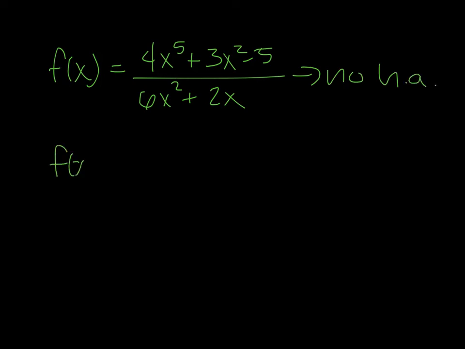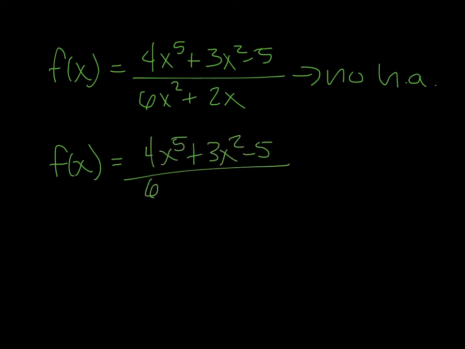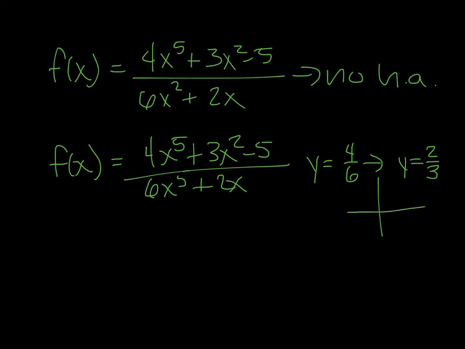Okay, so what if they're the same? Let's say it was 4x to the 5th plus 3x squared minus 5 over 6x to the 5th plus 2x. Now these degrees are exactly the same, so I'm going to take those numbers in front and say y equals 4 over 6, which reduces to y equals 2/3, and that's my horizontal asymptote. So on the graph I'd find 1 and there's 2/3, and I'd put a dotted line across at 2/3.